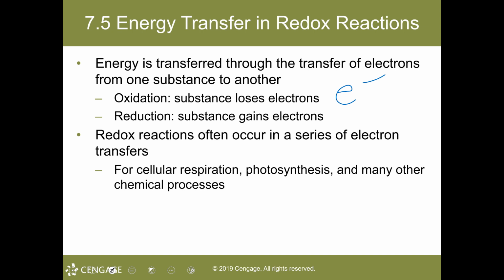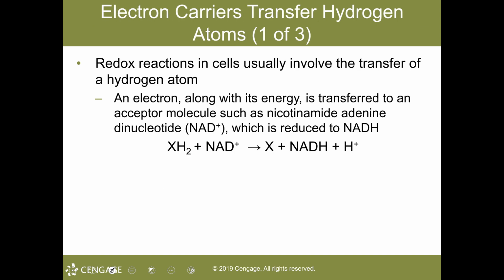Getting to this, just keep in mind that you've seen that cells transfer energy through the transfer of the phosphate group from ATP, though energy is also transferred through the transfer of electrons. So redox reactions often occur in a series of electron transfers, i.e. respiration, photosynthesis, and many other chemical processes. This is what's occurring, meaning those redox reactions. Redox reactions in cells usually involve the transfer of a hydrogen atom. So there we have it.